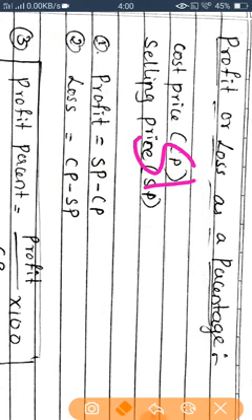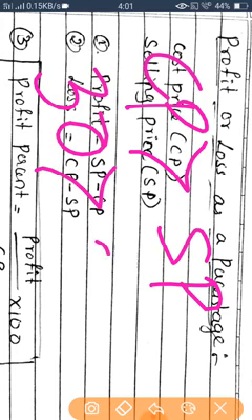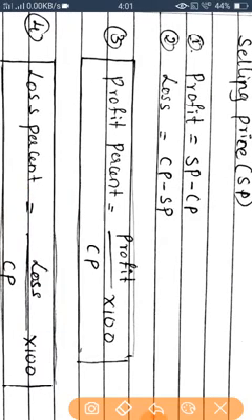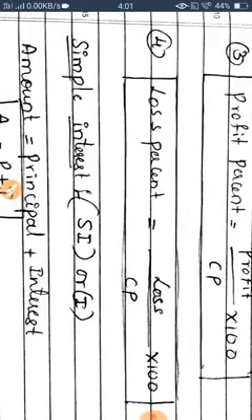In the same way, loss: CP is more than SP. The cost of the book is 30 rupees, I sold it for 20 rupees, meaning I got a loss of 10 rupees, isn't it? So that is called a loss. So for percentage, instead of increase and decrease, profit amount divided by the original cost price into 100. In the same way, loss percentage is loss divided by CP into 100.